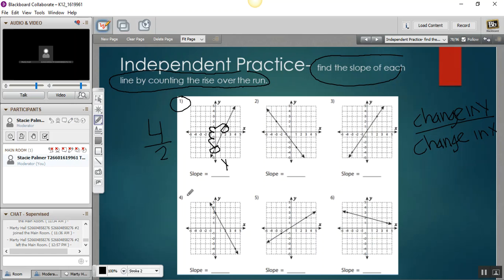So our slope would be 4 over 2. And we can actually change that to a positive 2 if we want. The fraction would actually be 2 over 1. And if we were to move from here up 2 to the right 1, see how we still land on the line, up 2 to the right 1. So for question number 1, the slope would be 2 over 1.